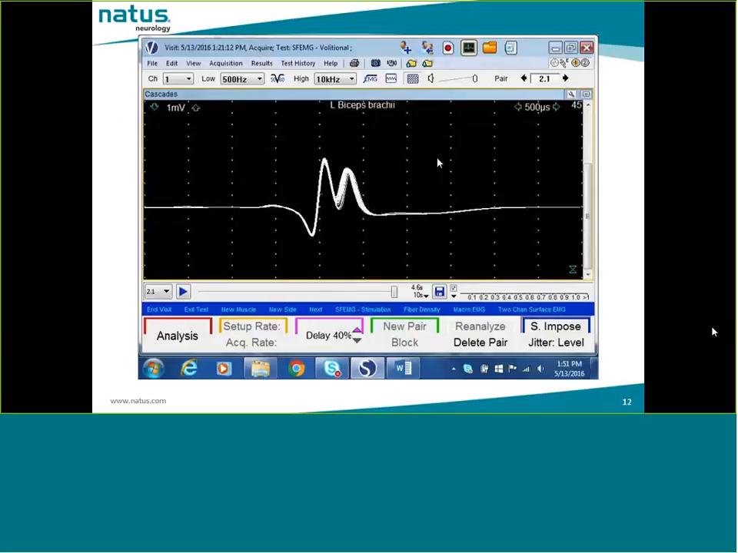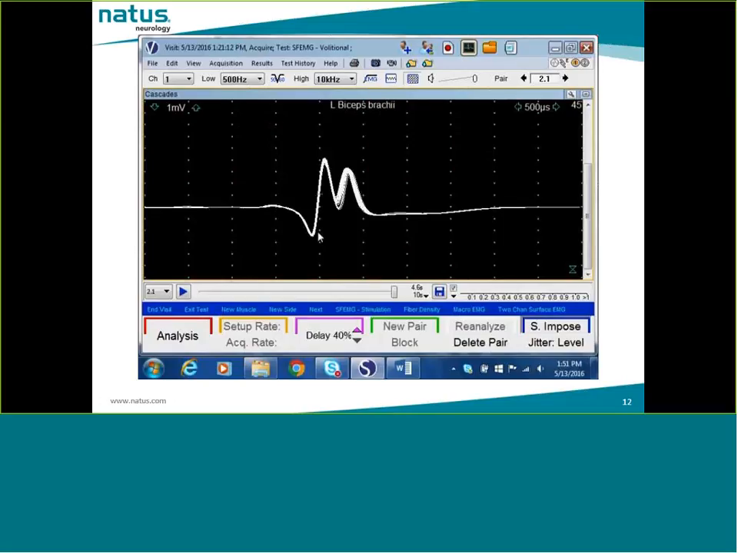Let us look at a single fiber EMG recording. This is a jitter recording made using a single fiber needle electrode. Note the low frequency setting of 500 Hz, the high frequency setting of 10 kHz. The gain is 1 millivolt per division. The sweep is 500 microseconds or 0.5 milliseconds per division. So the total sweep duration is 5 milliseconds.